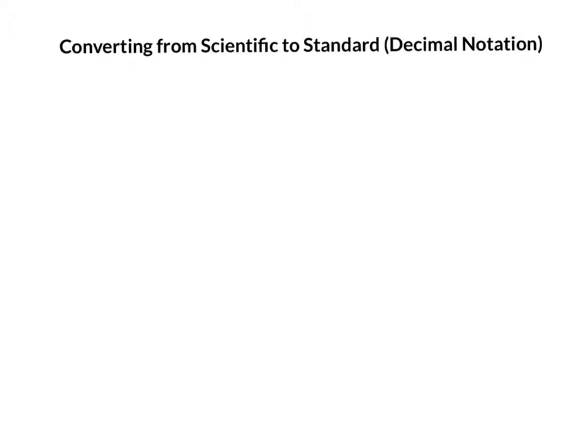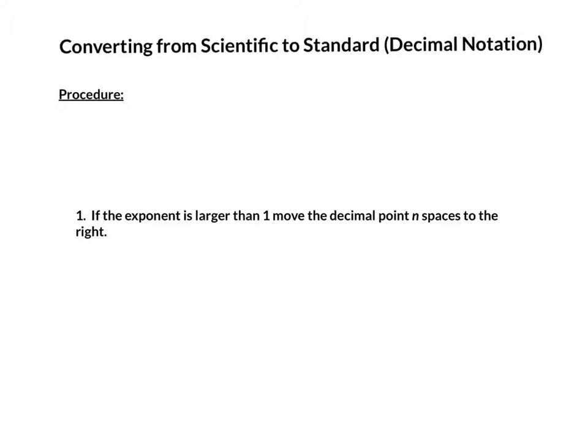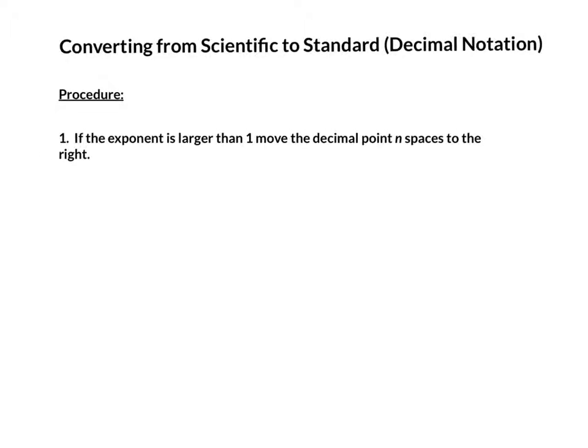Let's begin by looking at converting from scientific notation to standard or decimal notation. Standard notation is what we would call our typical notation. There's no times 10 to the blah, blah, blah. So our procedure. First thing we want to do is if the exponent is larger than 1, we're going to move the decimal point n spaces to the right.